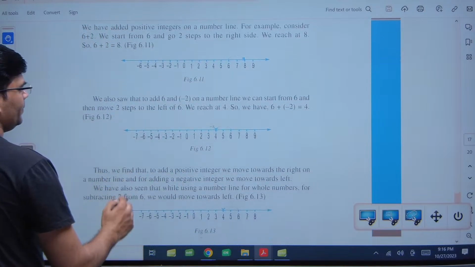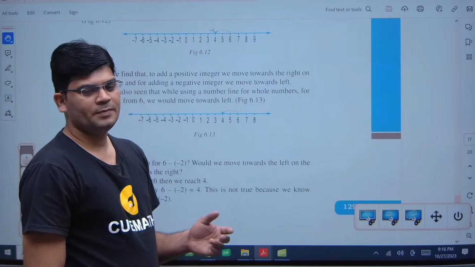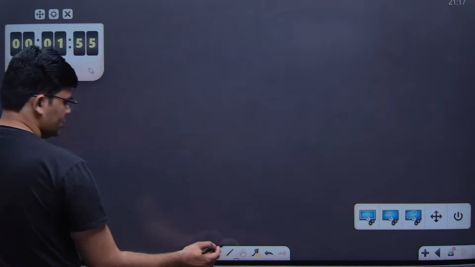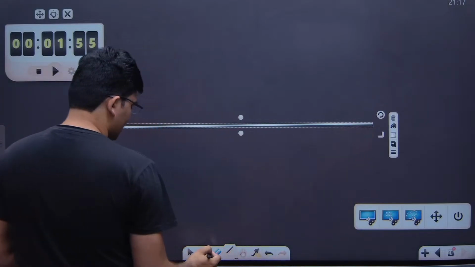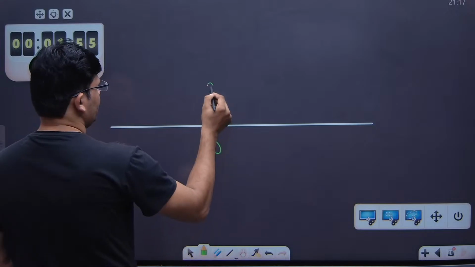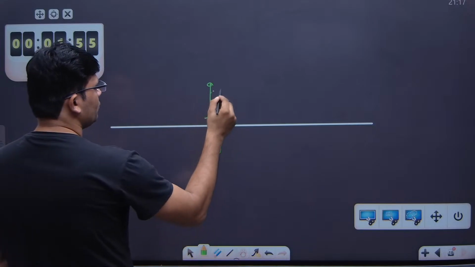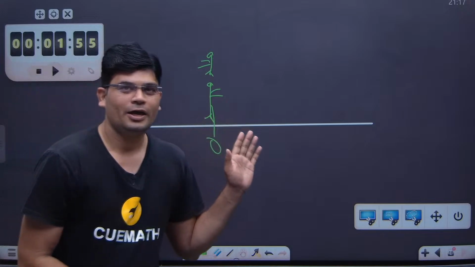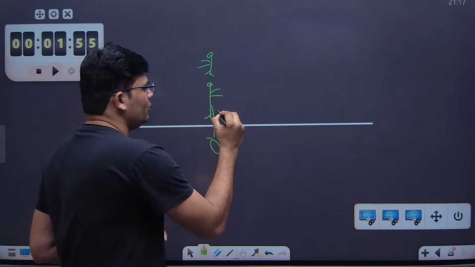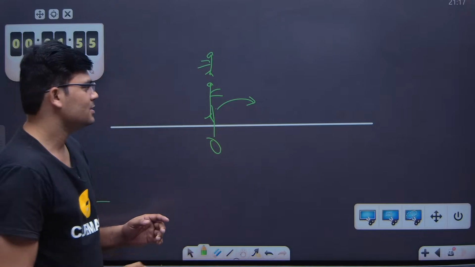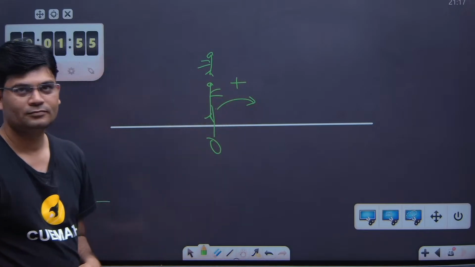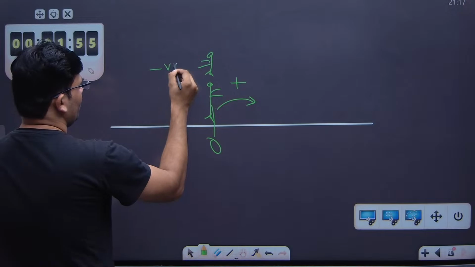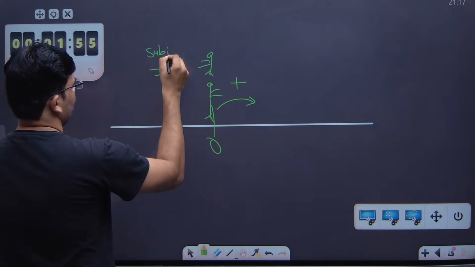Now subtraction of integers. Subtraction of integers means, see, what is addition of integers? Suppose this is a number line and on the number line this is 0 and you are standing here. You can face on this side, so don't get misunderstood. If I am moving towards the right, that means I am doing this positive sign. Addition is going on. If you are facing towards this, it means you are doing subtraction.